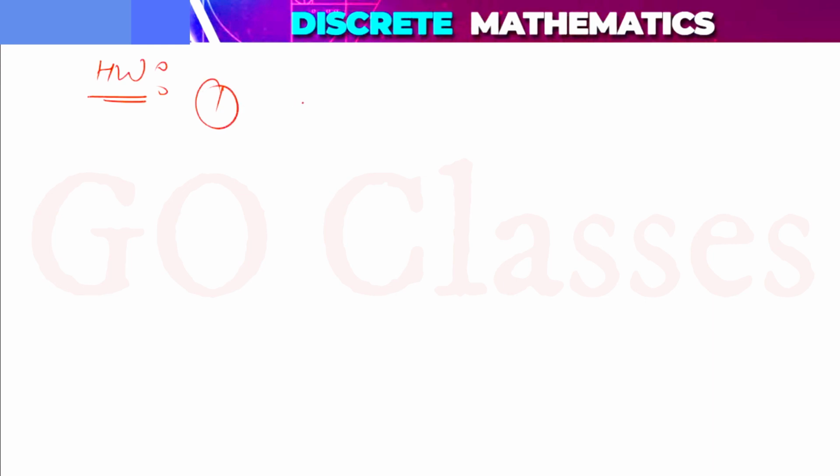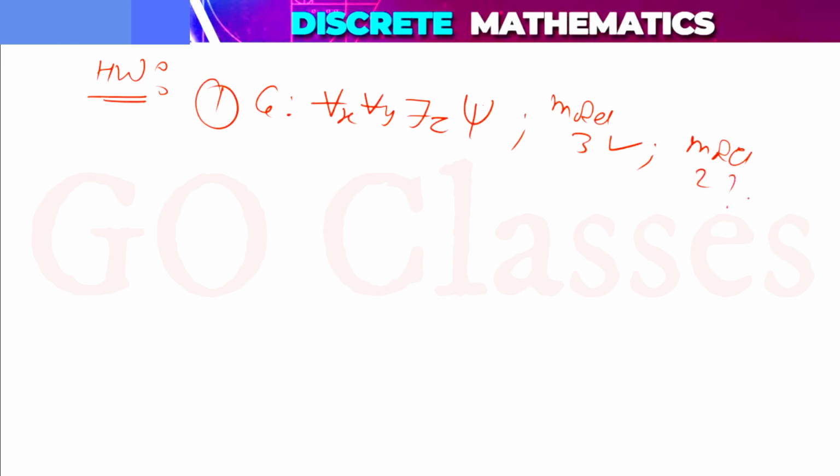So the first homework is, let's assume I am giving you a formula. Let's assume this is the formula: for all x, for all y, there exists z psi, and for this the given model is of size 3. So it is given that a model of size 3 is given. Now can you guarantee a model of size 2? Can you guarantee a model of size 4? So this is the question.